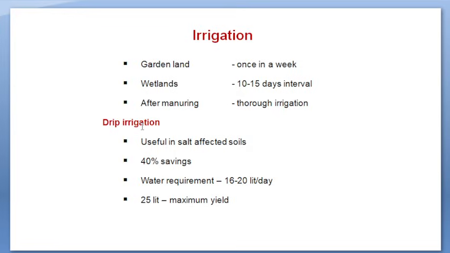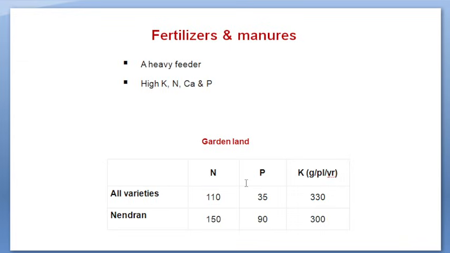Suppose drip irrigation, we can follow where there is a salt infection. It will help in reducing the water requirement, and it will save 40% of the water. Generally it requires around 20 liters of water. If you want to get maximum yield, 25 liters of water is required. It is a heavy feeder. Banana is a heavy feeder, and especially along with the major nutrients, it also requires calcium.